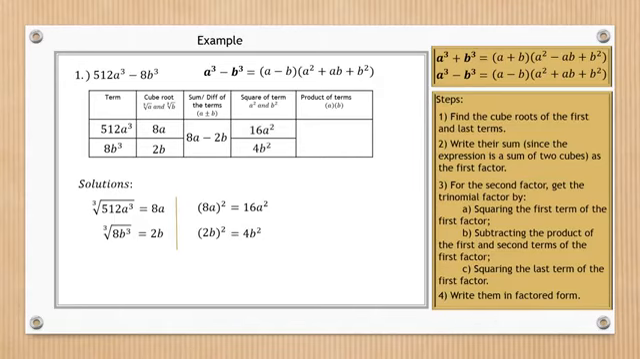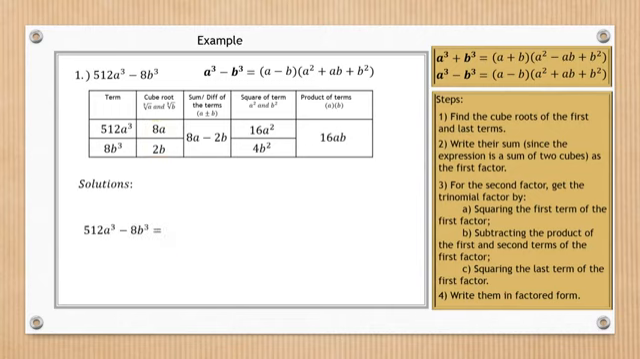Next, we have to find the product of your cube roots. That is equal to 8a times 2b, which is equal to 16ab. So you write it down. Now our table is complete. Let's proceed to the pattern. Let's erase everything. This is now our number. So you write the given and follow the pattern.